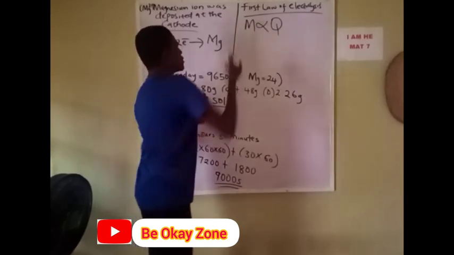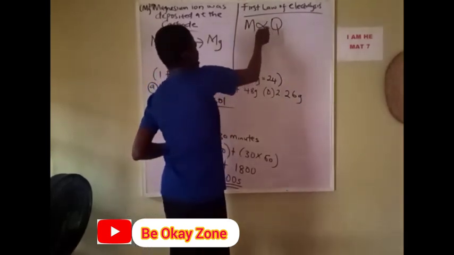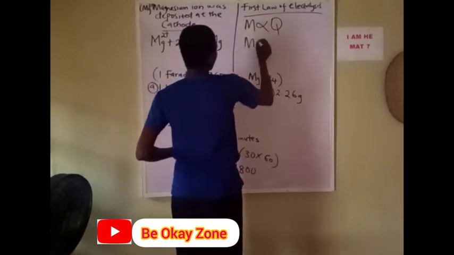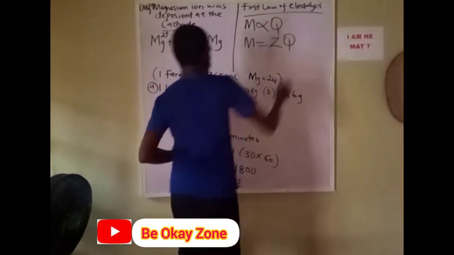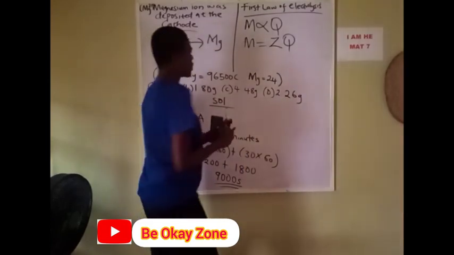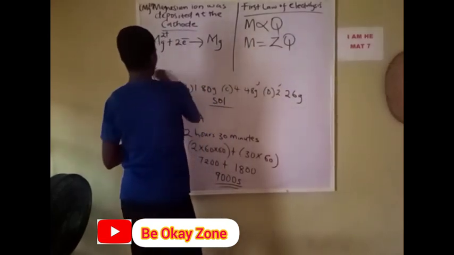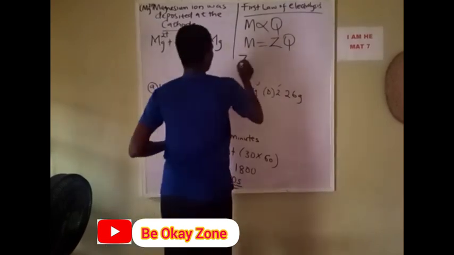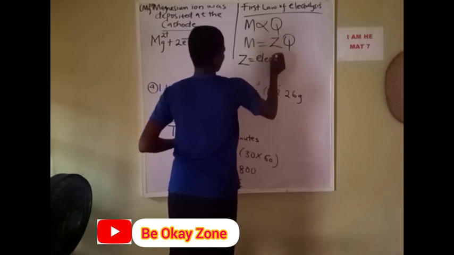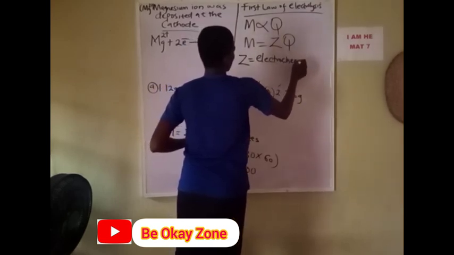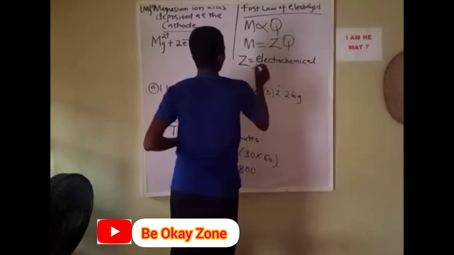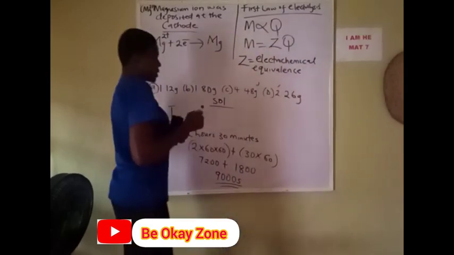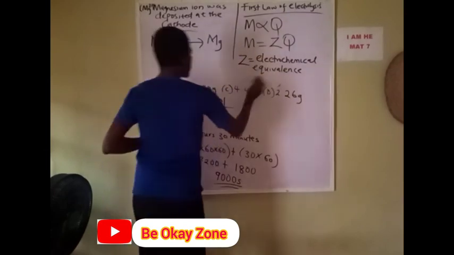Do you understand? Now mathematically, when you have a sign of proportionality, you have to insert a constant. So we have m equals zQ. And this z simply means electrochemical equivalence. Please take note: electrochemical equivalence.